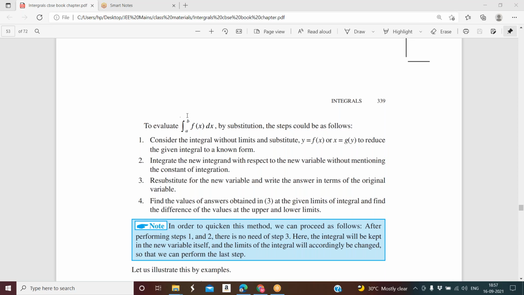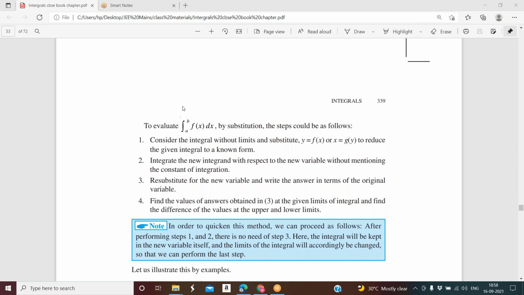A definite integral is of the form integral from a to b of f of x dx, where a is the lower limit of x and b is the upper limit of x. Here the variable is x. What is f of x? f of x is called the integrand. We are going to integrate f of x with respect to x between the limits a and b. So in definite integrals, you will have limits, upper and lower limits.